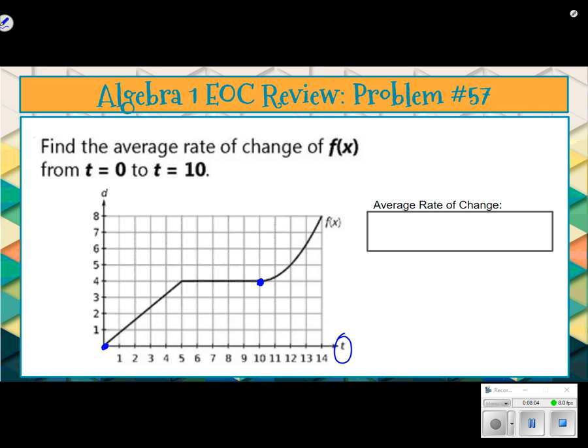Well, I would do rise over run, right? I go up 1, 2, 3, 4, and right 1, 2, 3, 4, 5, 6, 7, 8, 9, 10. So positive 4 over positive 10 is 2/5. That would be our average rate of change. You have to simplify that as a fraction. Do not give it as a decimal either. It needs to be a simplified fraction for average rate of change and slope.